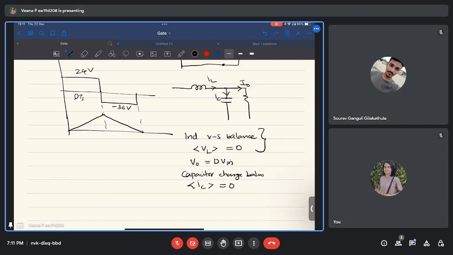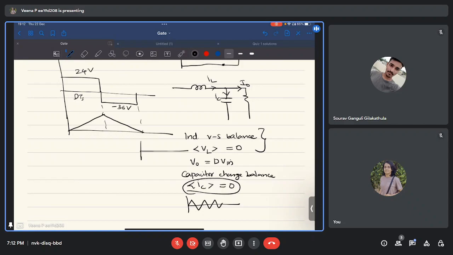Okay, so you asked whether the capacitor will store charge. Definitely the capacitor will store charge, but that stored charge will dissipate in the next cycle. So the average capacitor current will be 0. What is the meaning of this? Whatever current is flowing through the capacitor, its average value is 0. That means the capacitor only carries ripple current.